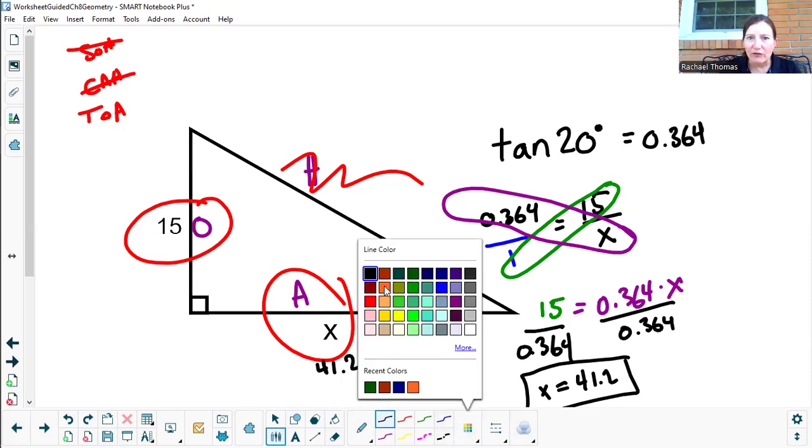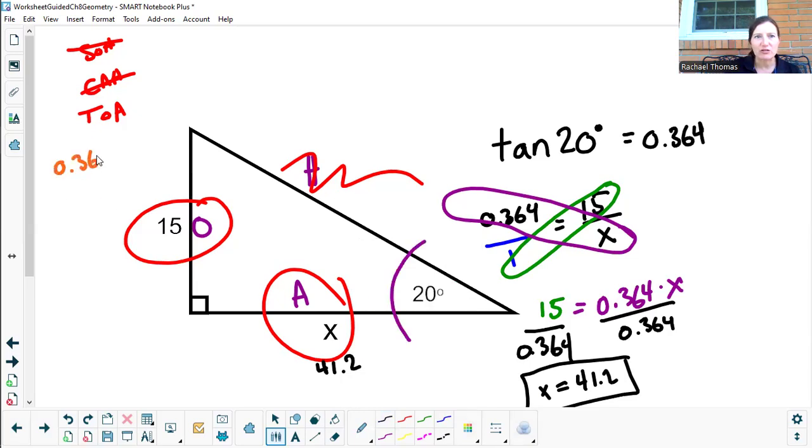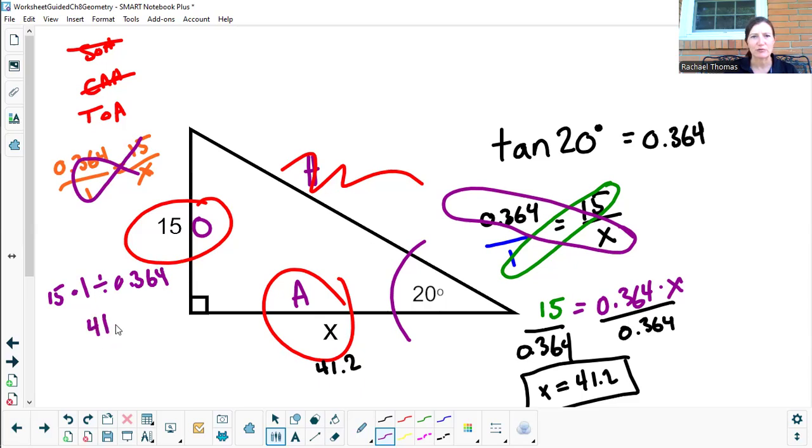If you have learned the fish method of solving proportions, that's going to be helpful for you here too. If I had 0.364 over 1 equals 15 over x, you might have learned this at some point, like 6th or 7th grade, where you start above the variable, take the number that's above the variable and draw a fish. 15 times 1 divided by 0.364. That would be a quick way for you to get that x equals 41.2. You're welcome to do that to solve that proportion.